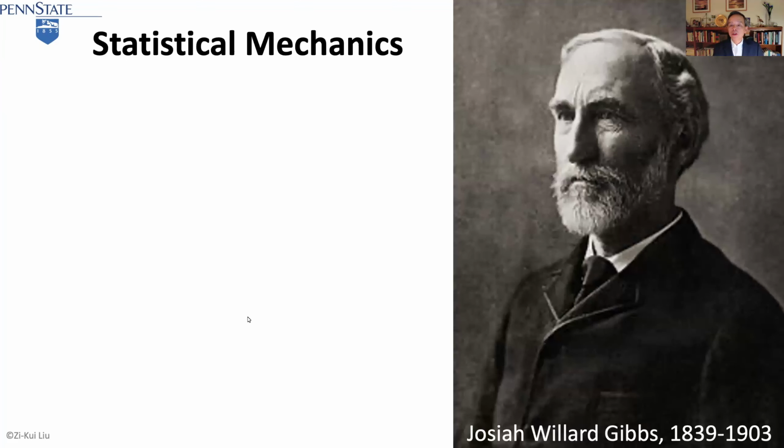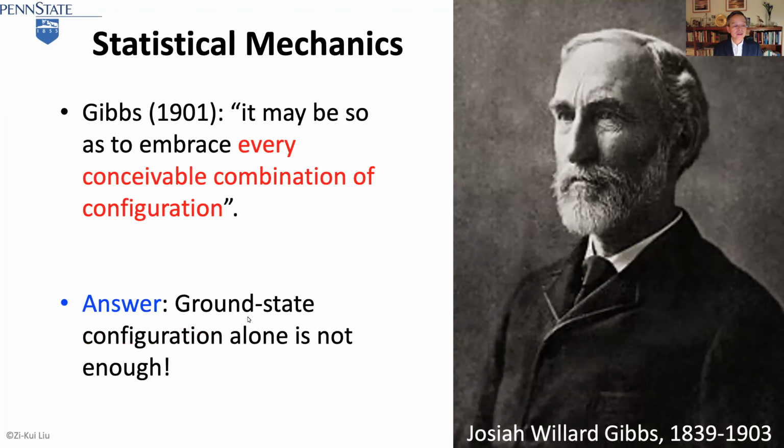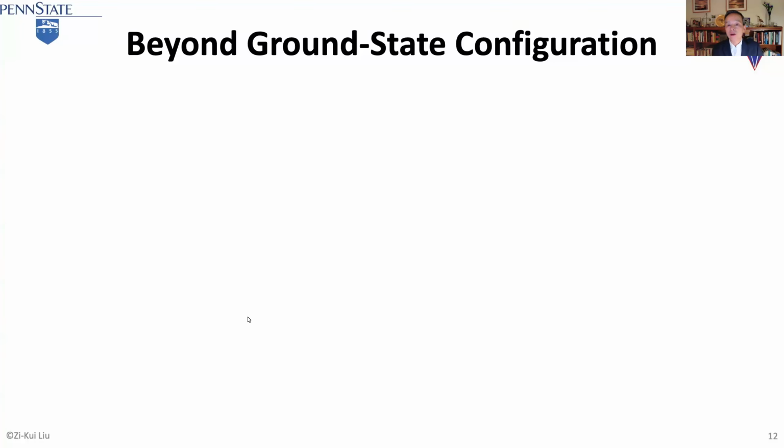So it turns out, as I mentioned, Gibbs developed statistical mechanics. Gibbs postulated that the system is going to embrace every conceivable combination of configurations. That means there are a lot of different configurations, different from the ground state configuration. So this discrepancy between the prediction and the experiments could be because the ground state configuration alone is not enough. We have to find all possible configurations. That means we have to go beyond the ground state configuration.